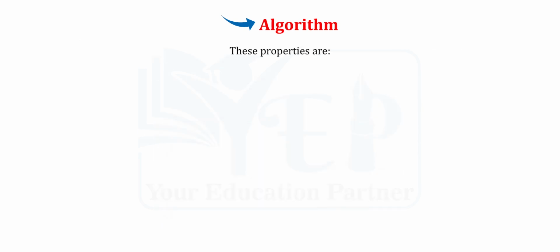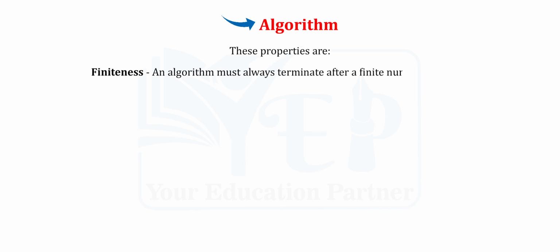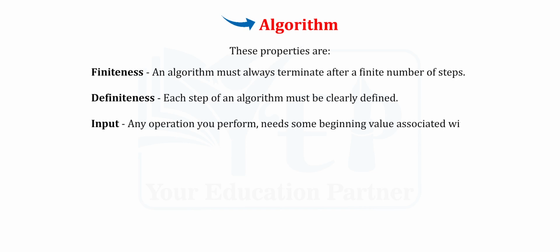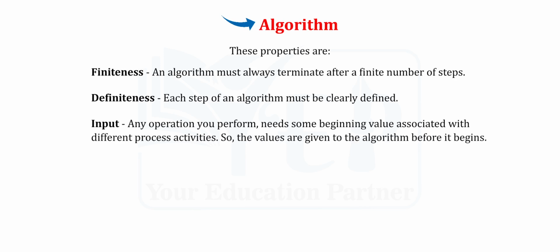These properties are: Finiteness. An algorithm must always terminate after a finite number of steps. Definiteness. Each step of an algorithm must be clearly defined. Input. Any operation you perform needs some beginning value associated with different process activities. So, the values are given to the algorithm before it begins.